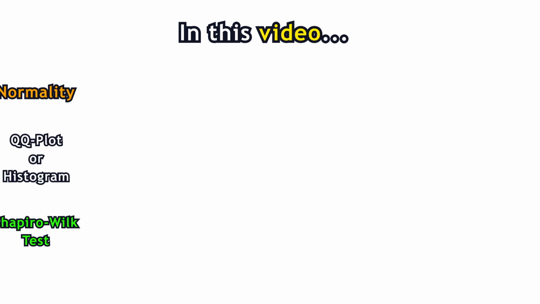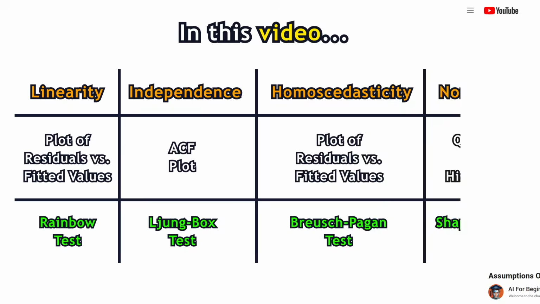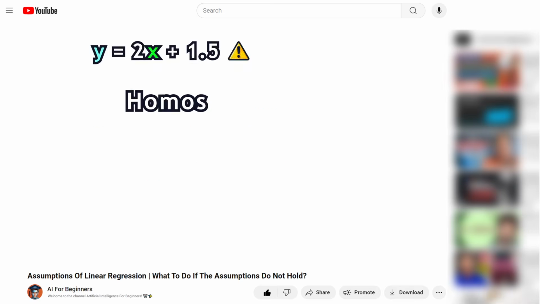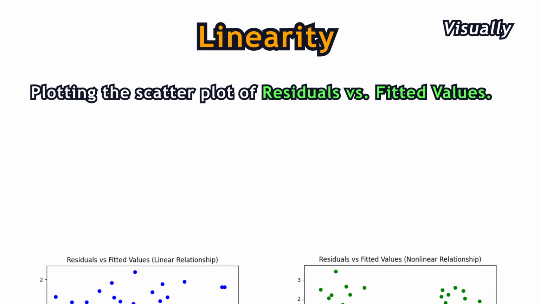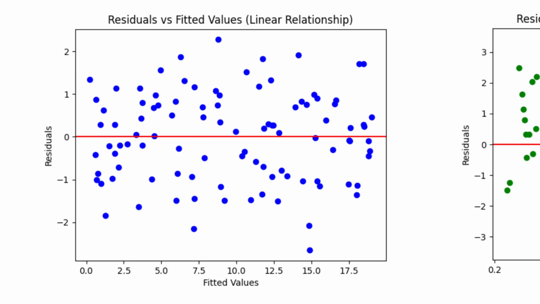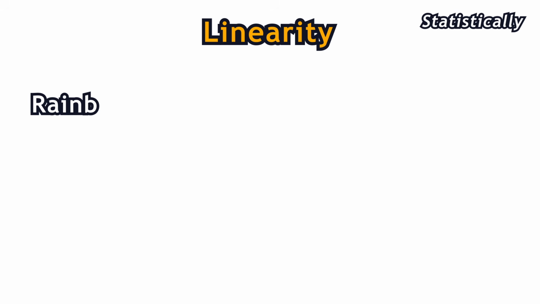In this video, we will discuss the methods for checking the assumptions of linear regression. Be sure to watch our previous video where we introduced these assumptions. Linearity can be checked visually by plotting the scatter plot of residuals versus fitted values. If the linearity assumption is met, the residuals should be randomly scattered around zero without any clear pattern. Statistically, you can check the linearity assumption using the rainbow test.